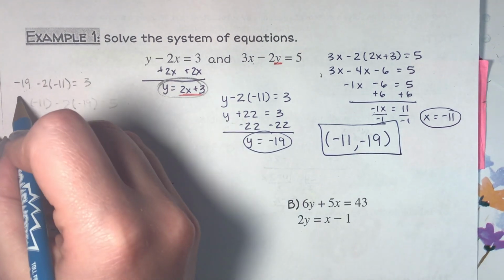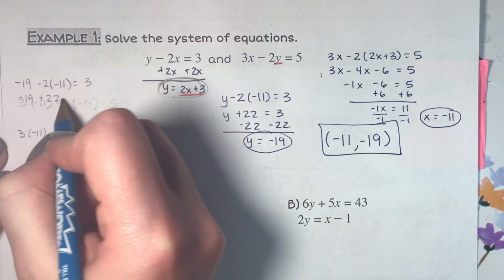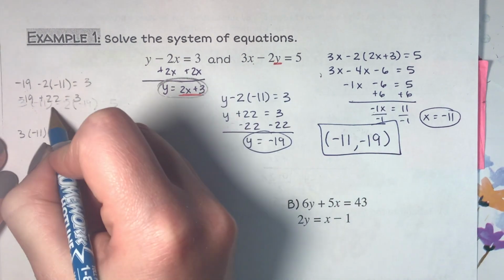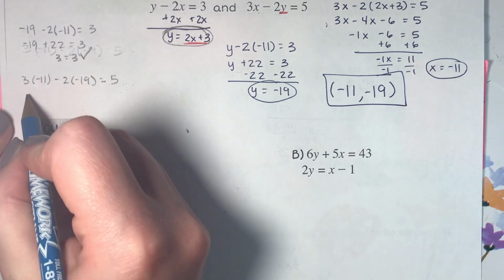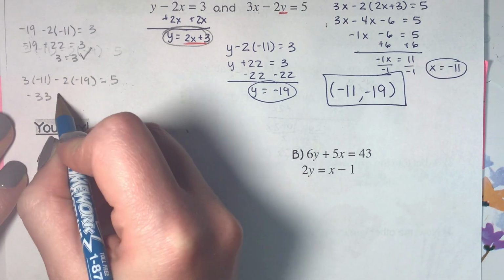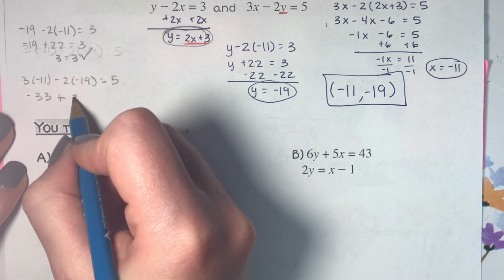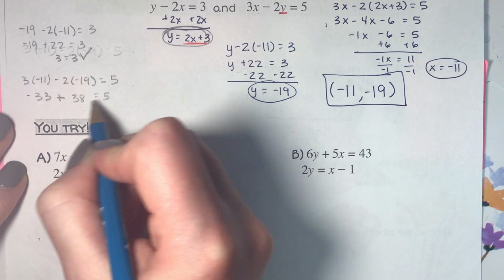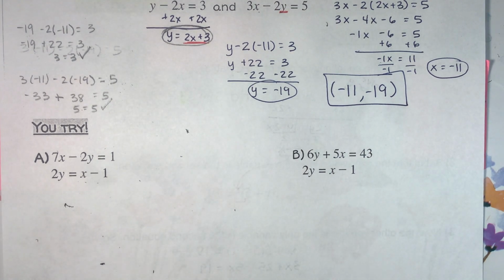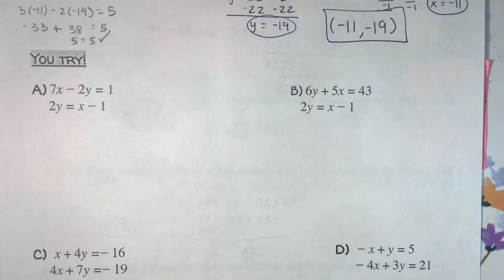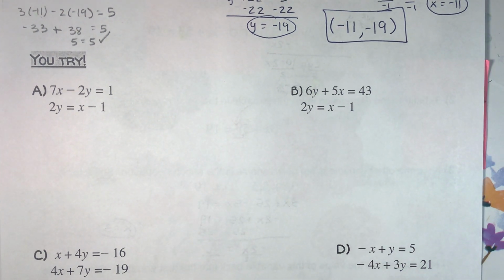Okay, so this gets me negative 19 plus 22 is equal to 3. That will get me 3 equals 3, so the first one checks out. This one is negative 33 plus 38 is equal to 5. That gets me 5 is equal to 5. That one works out as well. So that means my solution of (negative 11, negative 19) is correct. Let's keep doing examples like that in these next ones.